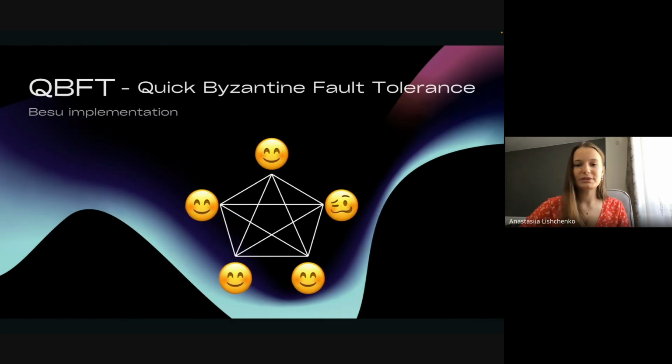So we use QBFT, which stands for Quick Byzantine Fault Tolerance, a consensus algorithm implemented by Besu. QBFT ensures that all nodes in the blockchain network reach an agreement on the blockchain state even in the presence of faulty or malicious nodes. One of QBFT's key strengths is the ability to tolerate faults. It can handle up to 1/3 of nodes being faulty or malicious without compromising the security or stability of the network.